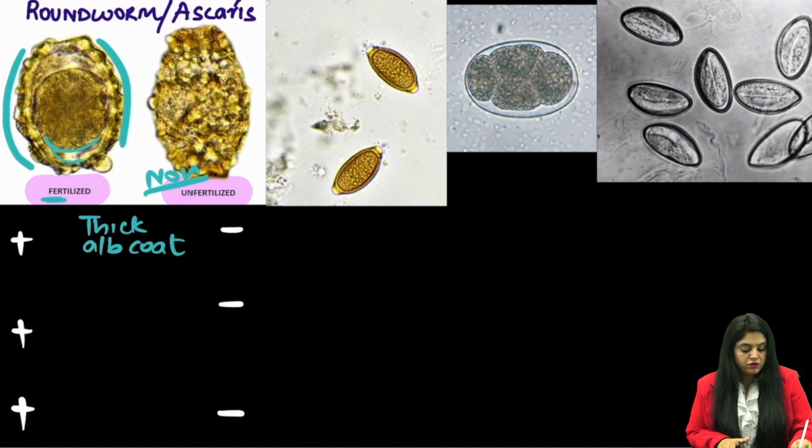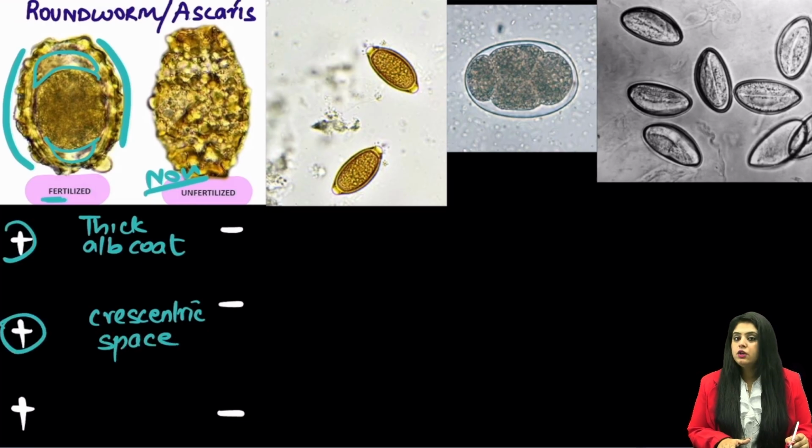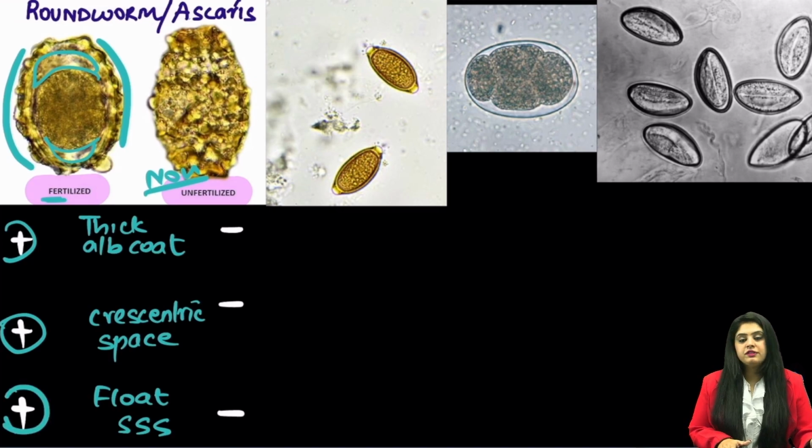Next we talk about which of them has a space, a concentric space. So yes, again who will say the yes? Fertilized egg will have the space and non-fertilized egg will not have the space. Finally, who is going to float on saturated salt solution, flotation? Who is going to float? Fertilized will say yes, non-fertilized will not say yes. Simple. Everything yes for fertilized, no for non-fertilized. Coming to the next one.